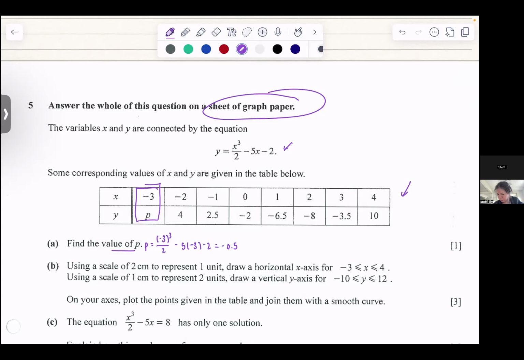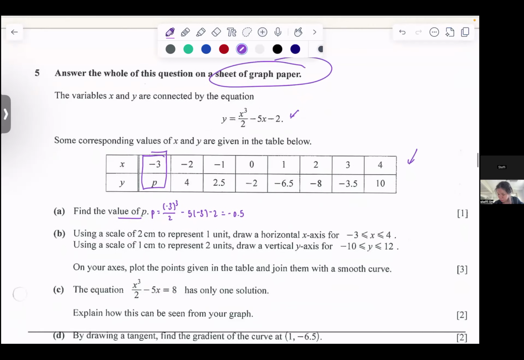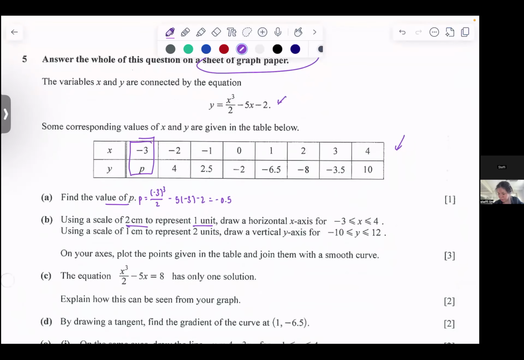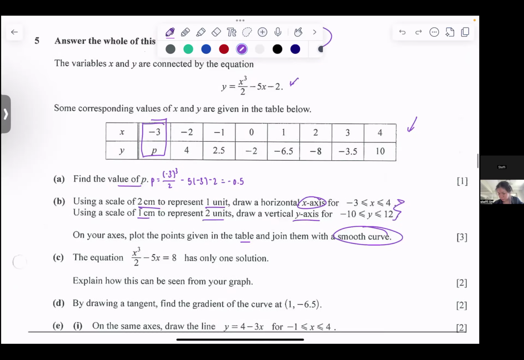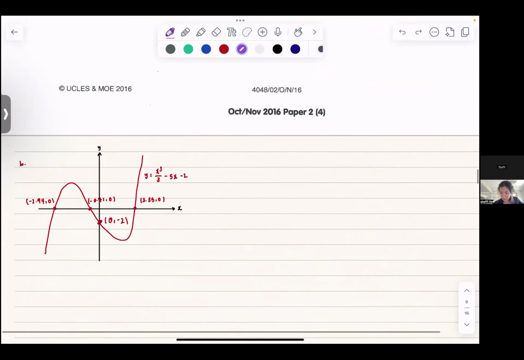And then drawing 2 cm to represent 1 unit for the x-axis, 1 cm to represent 2 units for the y-axis. This is your range. Plot the points in the given table with a smooth curve. So smooth curve, there should be no weird kinks, right? You can't have a curve like that. No, it has to be smooth. So the curve should look something like this.